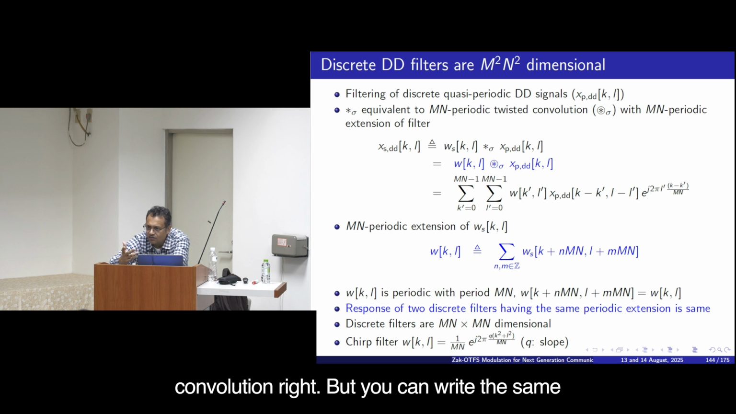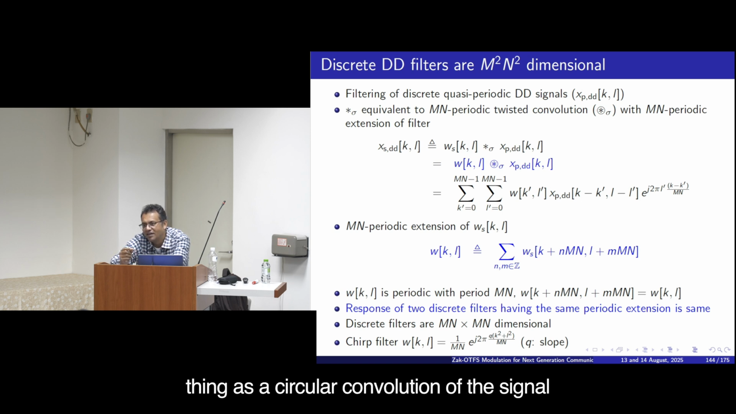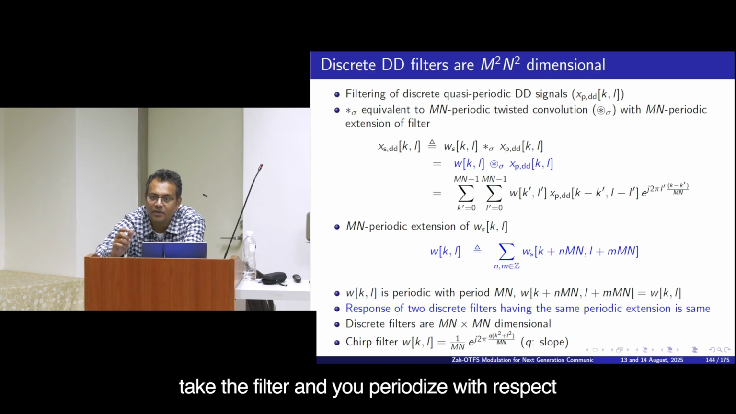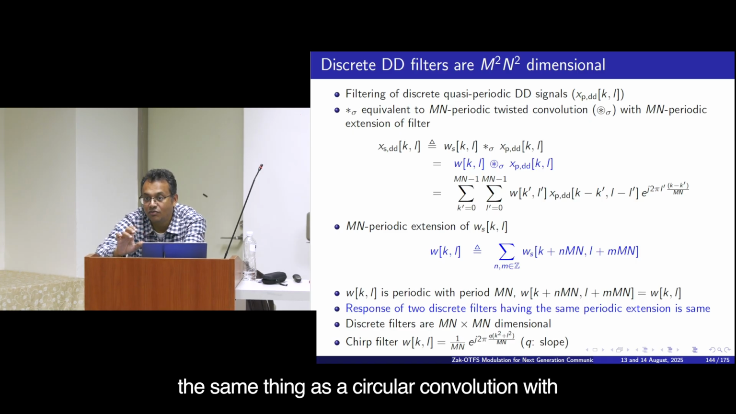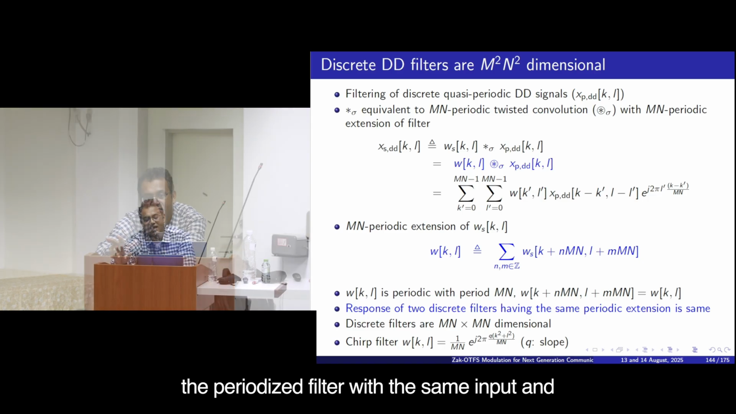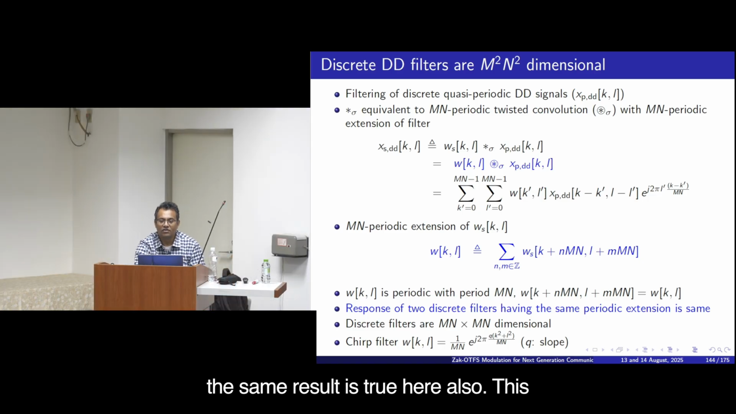But this is linear convolution. You can write the same thing as a circular convolution of the signal with the periodized version of the filter. You take the filter and you periodize it with respect to the period, and then you can write the same thing as a circular convolution with the periodized filter with the same input. The same result is true here also. This twisted convolution, you can write it as a periodic one.